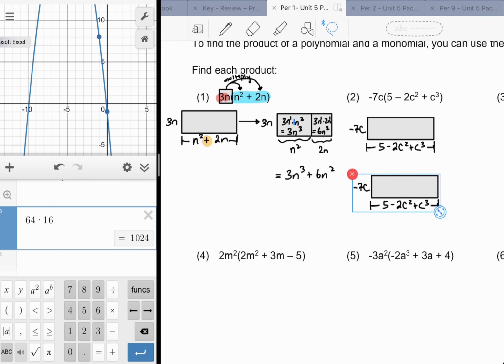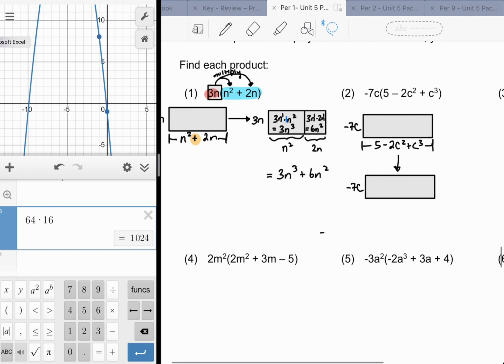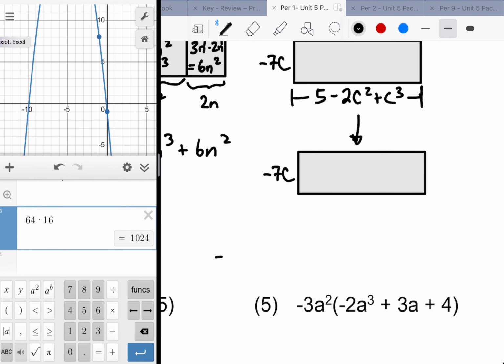But what we're saying here is that you can break up that area. All right, we could break up that area, so instead of saying all in one shot, we have the 5 minus 2c squared plus c cubed. We have 3 separate regions because it is a trinomial. One of them would have a length of 5. The other would have a length of negative 2c squared. And the other one would have a length of c cubed. All you're doing when you're distributing the polynomial is you're finding the area in each one of these regions.